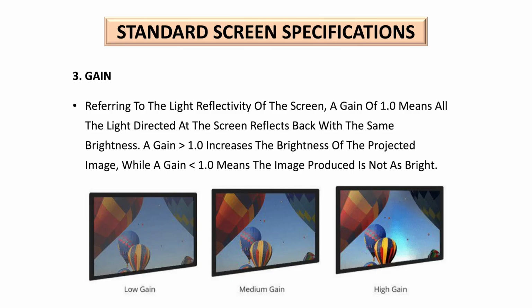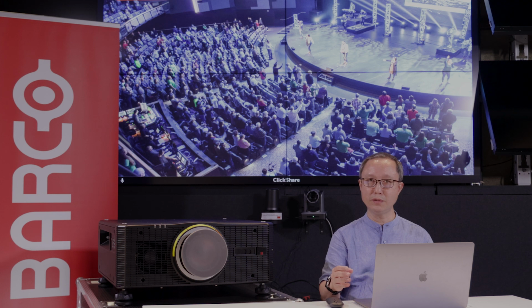So if you look at the example at the bottom, I show 3 examples: one with high gain, medium gain, and low gain. You can see that the picture brightness drops with the low gain. So you may ask this very interesting question: then who wants a low gain screen? Everybody wants a bright image, right? Who wants a lower gain screen? Now, sometimes this has got to do with another parameter, right?